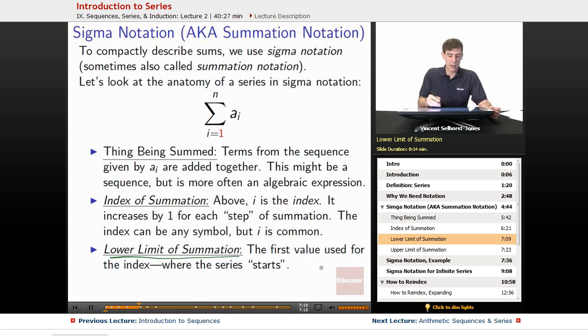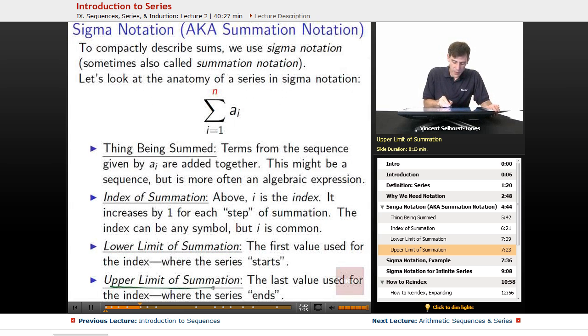The lower limit of summation. This is the first value used for the index. This is where the series starts. So in this case, since i equals 1, our first value would be plugging in a 1 for the i. The upper limit of summation, this is the last value used for the index, where the series ends. So we would step up until we eventually got to some value n.